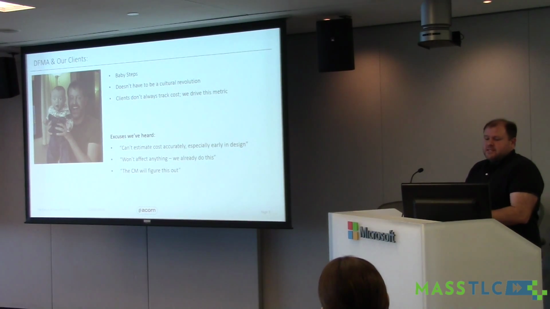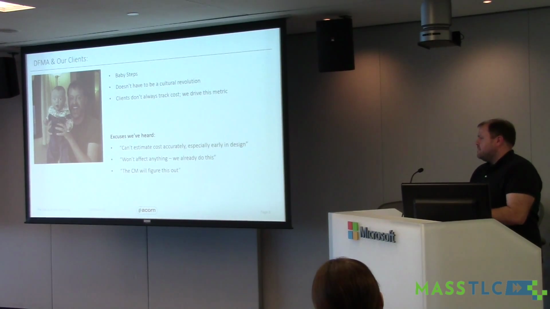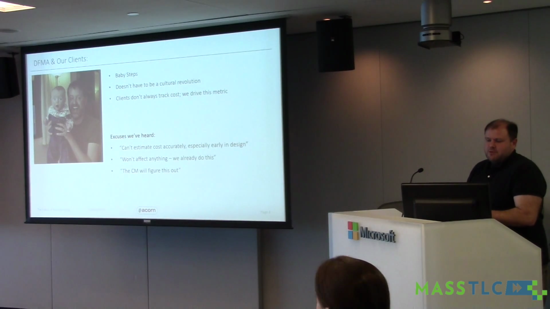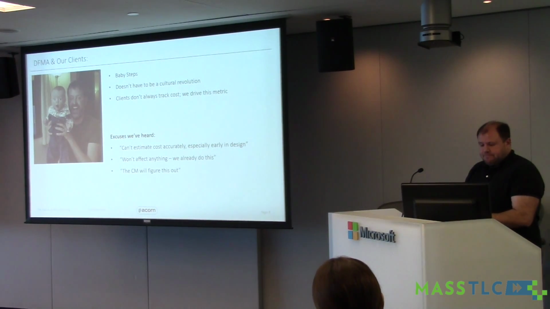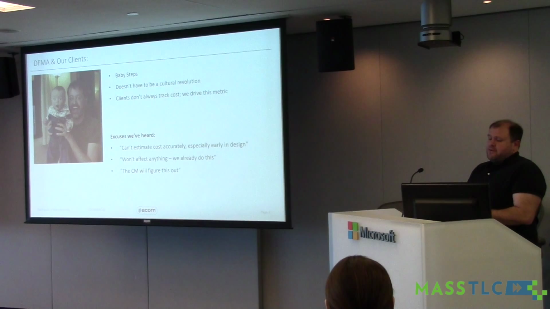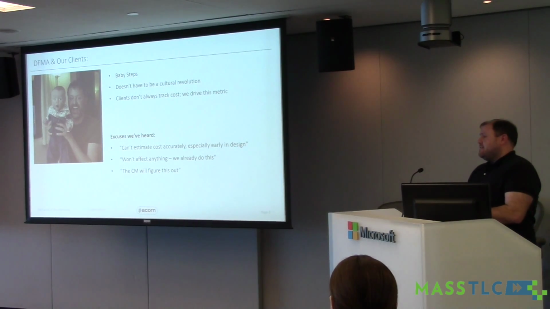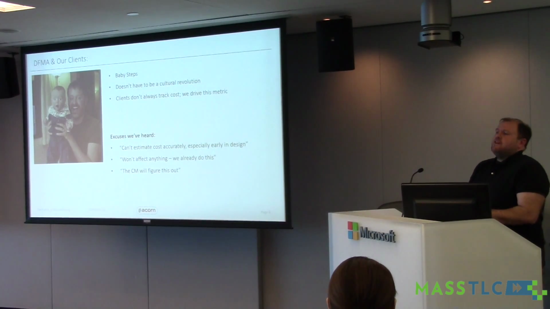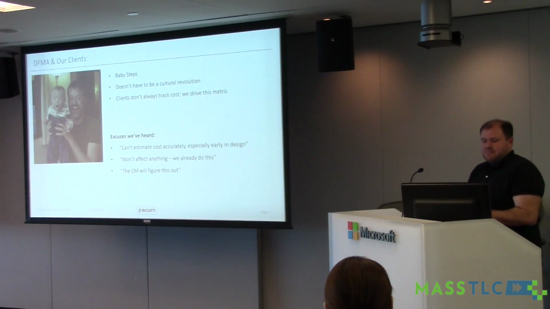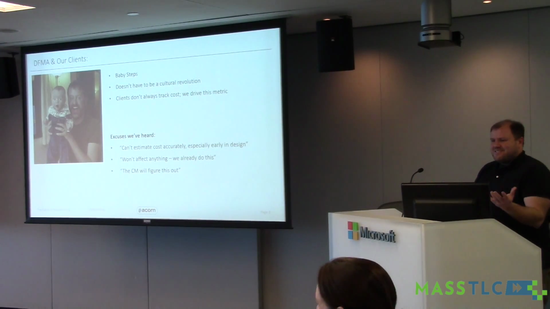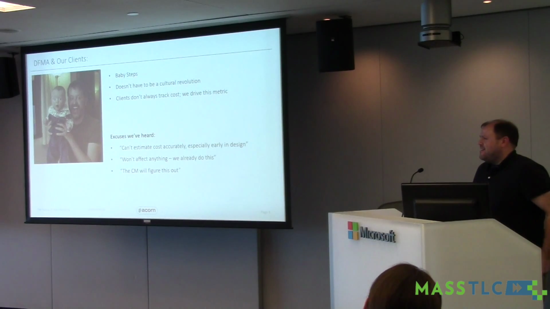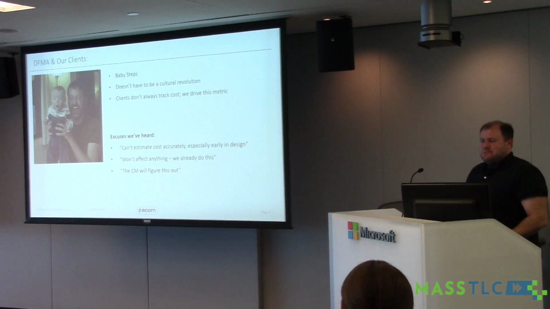The other thing that we find surprising is clients don't always track cost. We're always surprised by that. And we try and keep that first and foremost. That is a key part of the business, that you do have to be able to sell these products and everyone make money. Some great excuses we've heard: you can't estimate things accurately, certainly not early in the design phase. Oh, we do this already, it doesn't cost anything. My favorite is the CM will figure this out. If there's any contract manufacturers in the room, you know exactly what we're talking about. And that is not always the cheapest path.